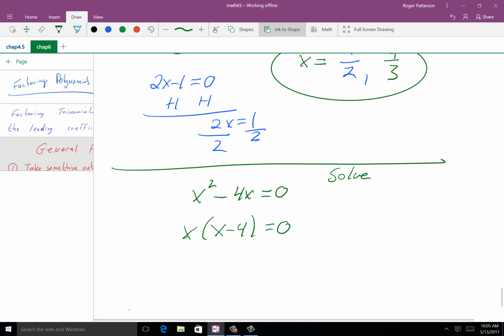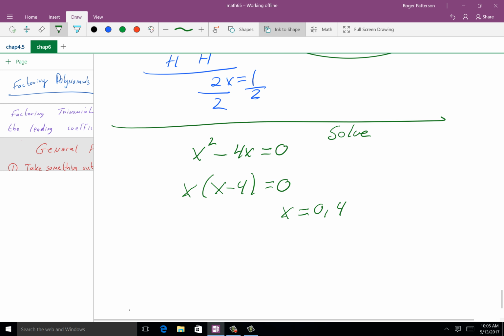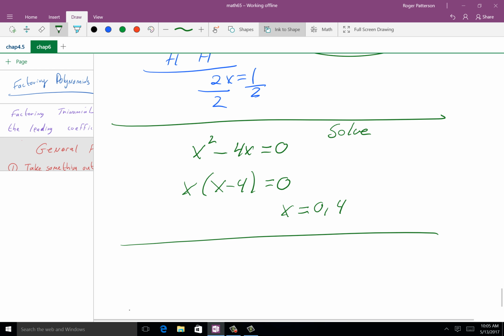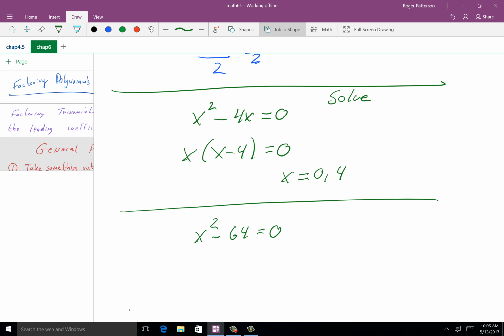Okay, how about this one? x squared minus 64. Can we take something out? Okay, difference of two squares. What's it going to factor to? So we're going to have x, so that means the answers are, yeah, and the way you can write that is just plus or minus 8 like that. Okay, plus or minus 8, that's what that means there.